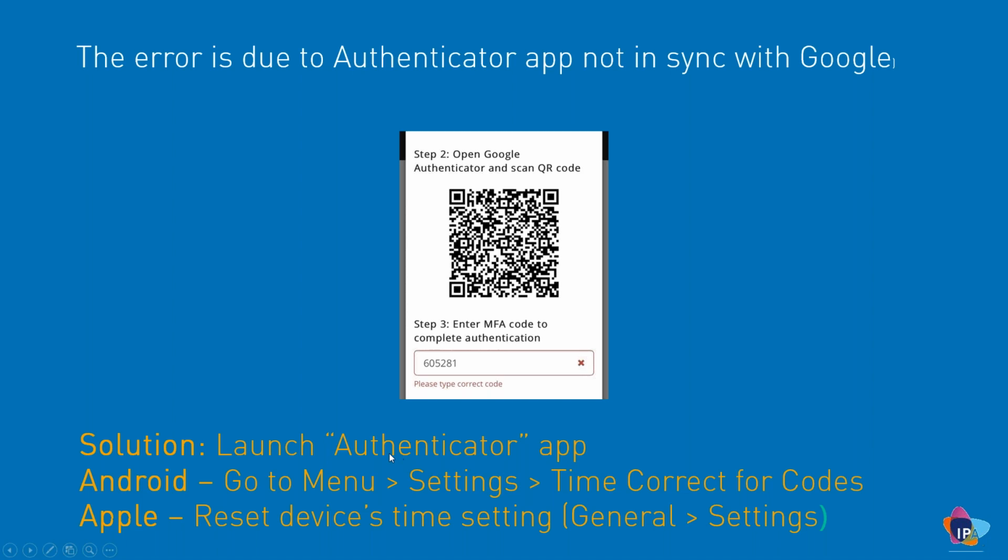On an Android, just launch your Authenticator app and then go to the menu, settings, and select the option time correction for codes and click on that. With an Apple device, you'll need to reset the device's timing setting, which you can get to by going to General Settings and then tapping time and date and selecting your time zone again.